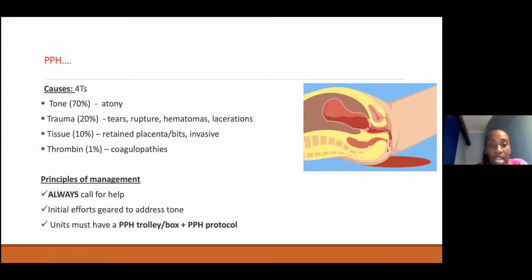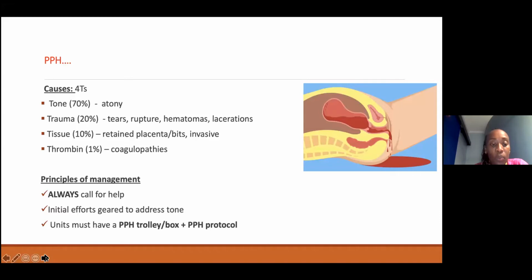Secondly is trauma. Think about it this way. Every time after delivery, there's either a 1st degree, 2nd degree tear, or there's an episiotomy. So it commonly comes in 2nd as a cause. There are other less common causes like hematomas. Then tissue comes in 3rd, and this is either the placenta as a whole or in bits and pieces, or it's an invasive placenta. And then lastly is thrombin. Not very common, and I think that's a blessing because it's a headache to manage, where a patient is no longer coagulating, and you can easily lose your patient when you reach there.